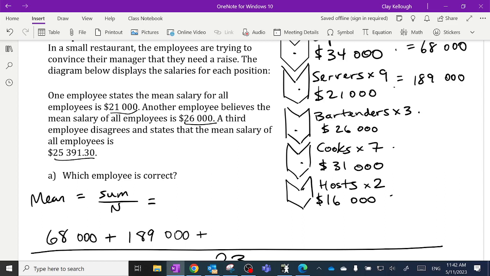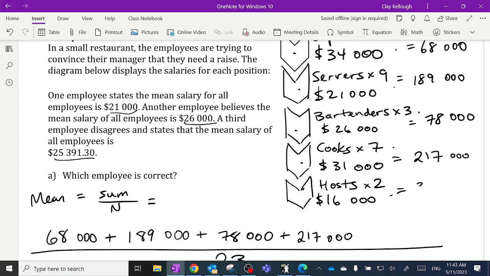There's 3 bartenders. What's 3 times 26,000? That I might need my calculator for. This is getting kind of hard to do in my head. So I punched this before. I got 78,000. Cooks. 7 cooks that each make 31,000. What's 7 times 31,000? 217,000. So I'm going to put 217,000 right here. And then finally, 2, that one I can do in my head. 2 times 16,000 is 32,000. So I'm going to add 32,000.